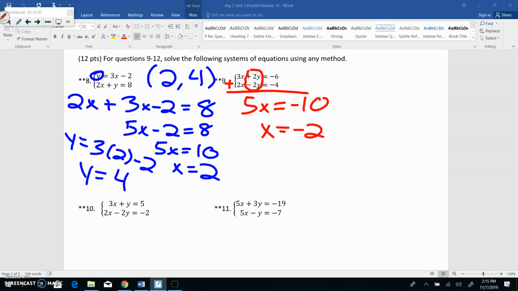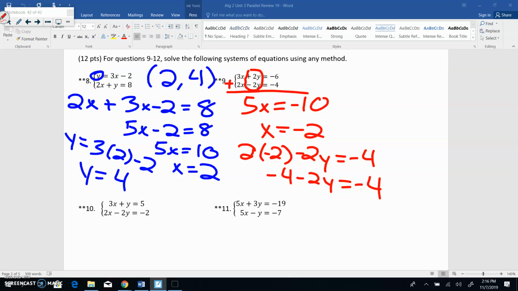Cool. Go ahead and plug in to either equation. It does not matter. I'm going to plug into the bottom one. So 2x minus 2. I'm sorry, I messed that up. We're solving for y here, not x. So it's 2 times negative 2 minus 2y is equal to negative 4. Okay, 2 times negative 2 is negative 4. So we're left with this here. All right. Then we have to get rid of this negative 4. We do that by adding 4. So negative 2y is equal to 0, which would then tell me y is 0. Okay, so there are your first two.